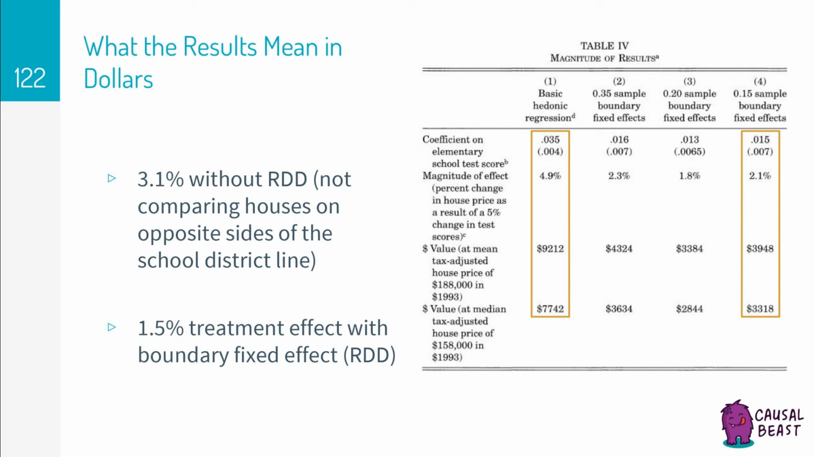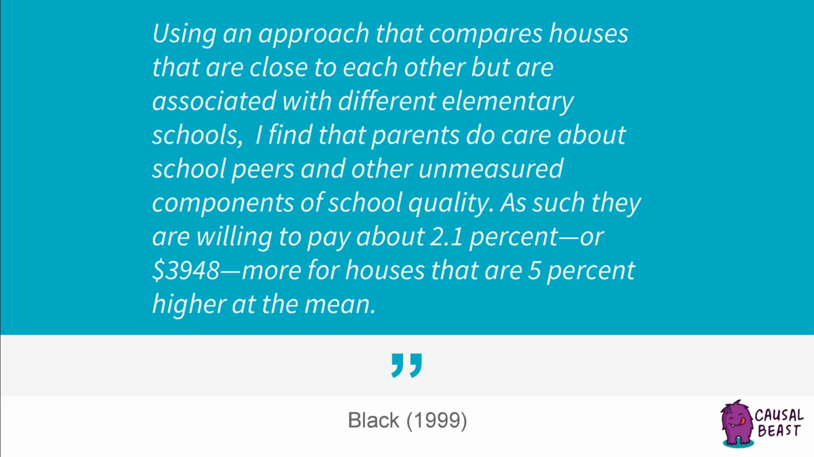If we do not carefully control for neighborhood characteristics, we would be greatly overestimating the value of additional school quality as measured by test scores. The conclusion? Black writes that parents do care about school quality as proxied by the elementary test scores. The measured effect: parents are willing to pay about 2.1%, or $3,948, more for houses that are 5% higher at the mean.